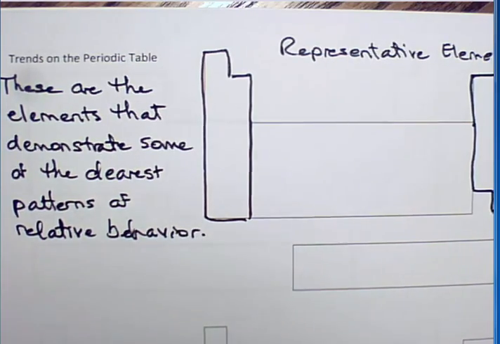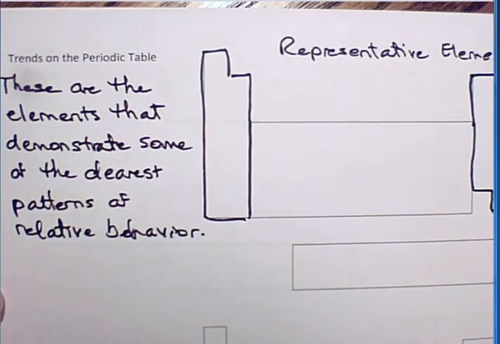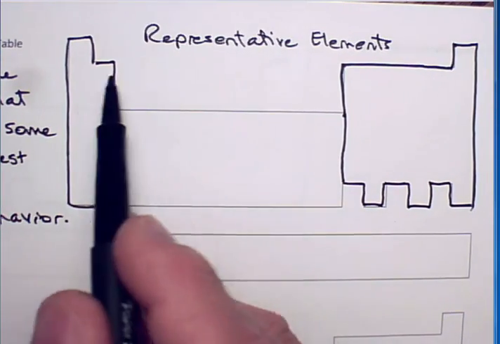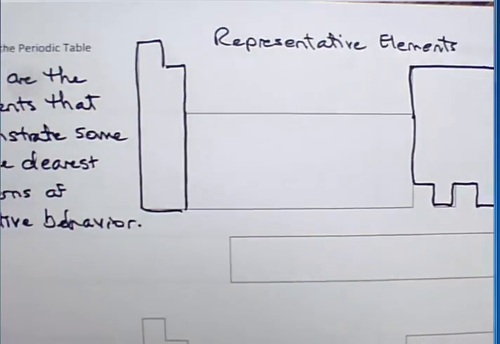So these are the elements that demonstrate some of the clearest patterns of relative behavior. When I say relative, I mean one thing as it relates to another. Okay? You have relatives because you're related to them by blood, they call it. Okay? Well, these are relative to where they are one to another. So we can very clearly see the pattern of relationships between this element and this element because of where they are on the periodic table.